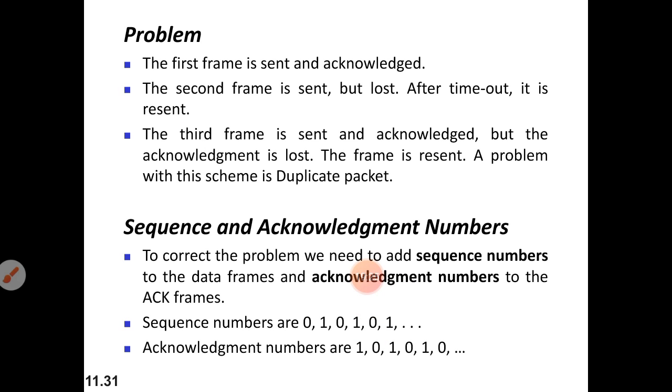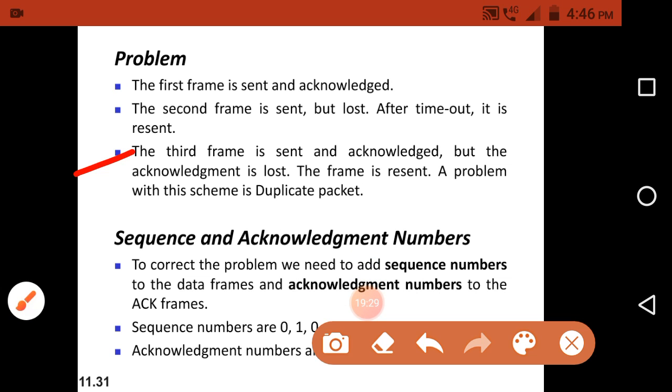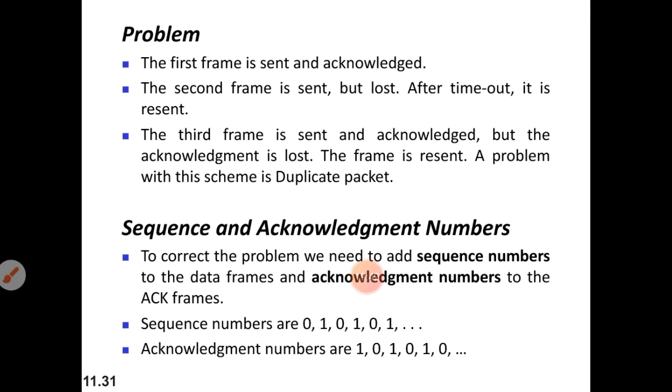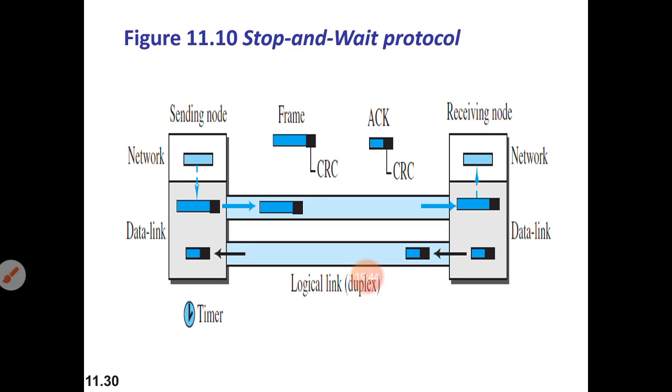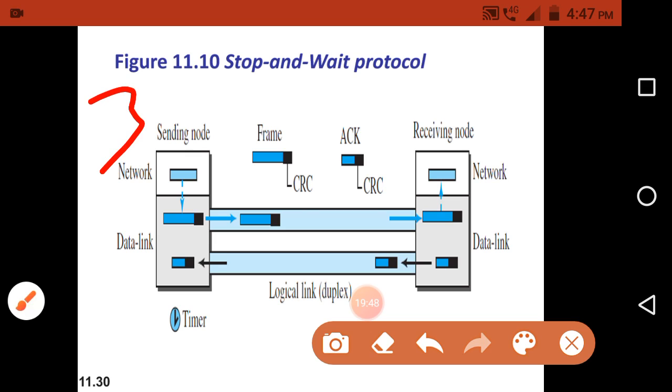So the actual problem is present at the third point. What is the third point here? The third frame is sent and acknowledged, but the acknowledgement is lost. The problem with this scheme is the duplicate packet. Here we take the third packet. So here the sending node sends the third frame.